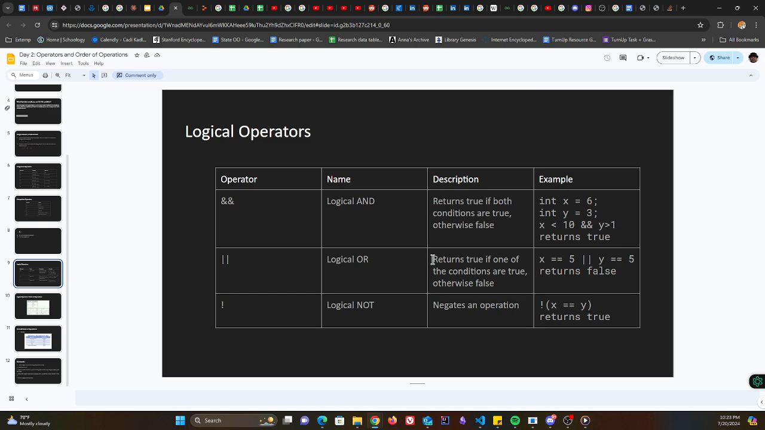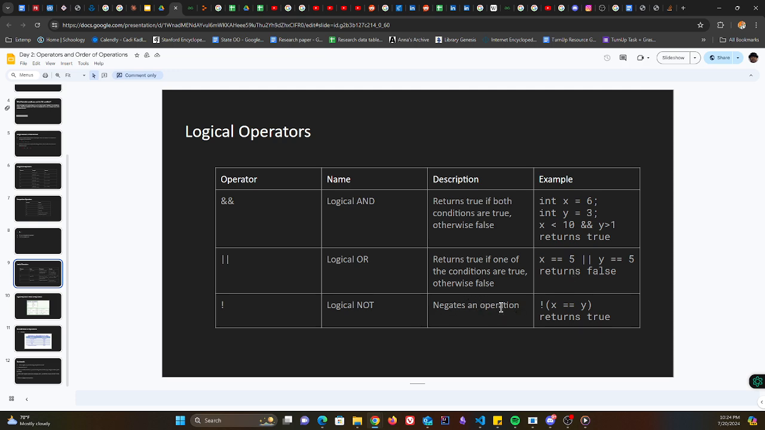Logical or returns true if one of the conditions is true, otherwise false. Since x equals 5 and y equals 5, neither of these are true. Since x equals 6 and y equals 3, it returns false. However, if x equals 6, then it would return true, since if this or this is true, then it returns true.